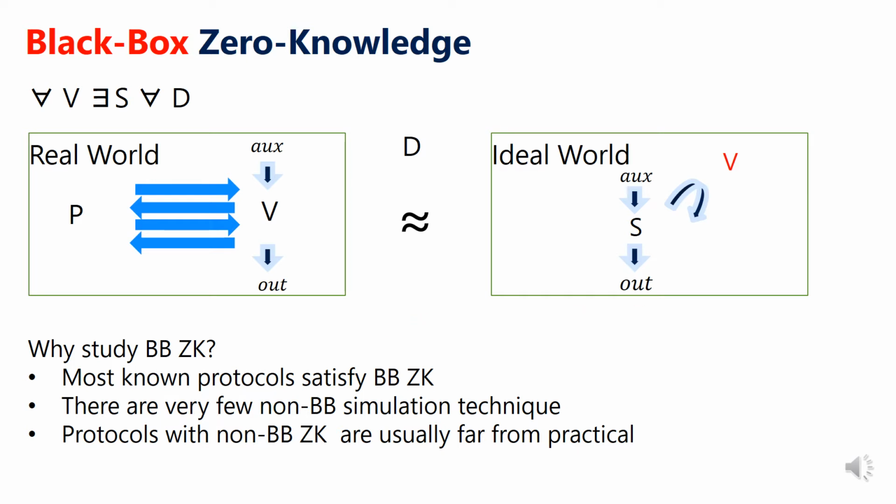There are several reasons why we study black box zero knowledge. First, black box zero knowledge captures simulation of most known zero knowledge protocols, and there are very few non-black box simulation techniques. Moreover, those protocols with non-black box simulation often rely on very artificial constructions, and their efficiency is far from practical. Therefore, black box zero knowledge captures a wide class of natural constructions of zero knowledge protocols, and so it is interesting to study the limitations of black box zero knowledge.